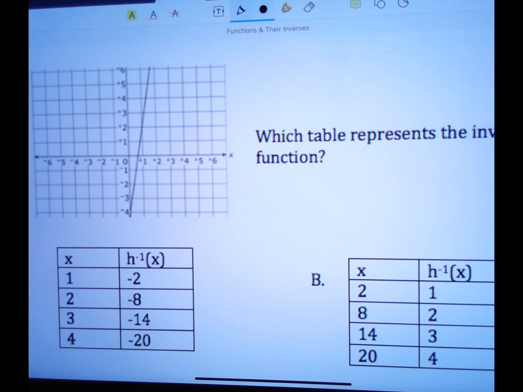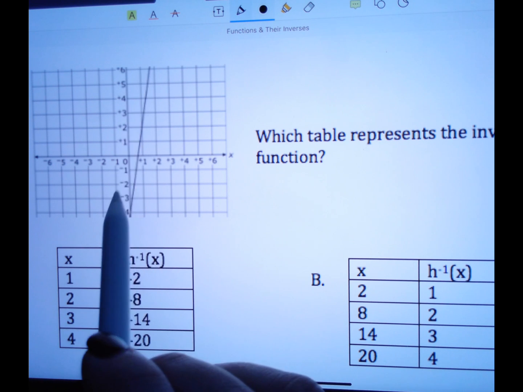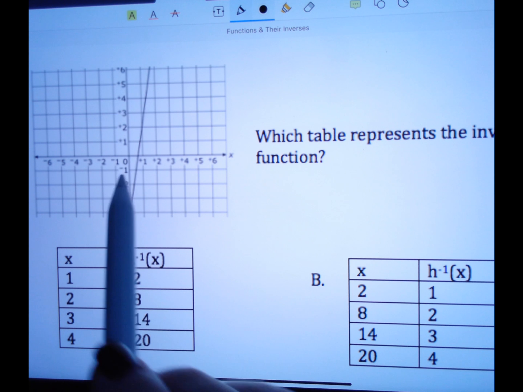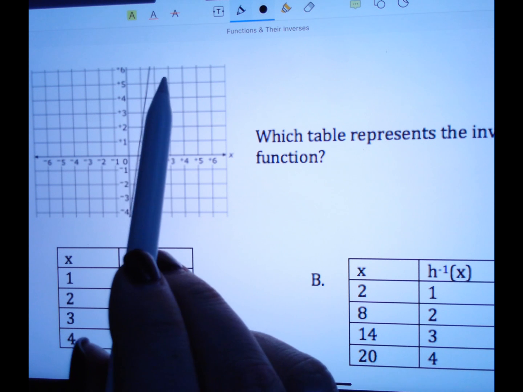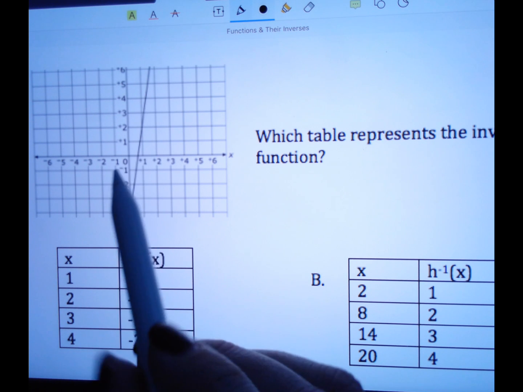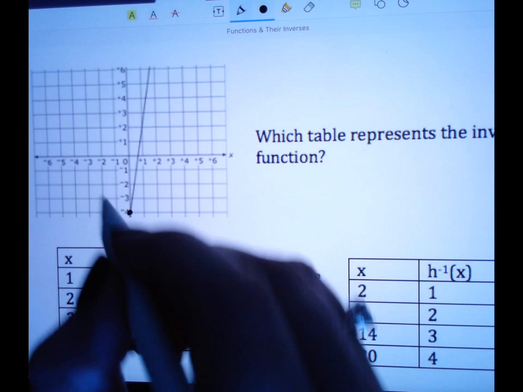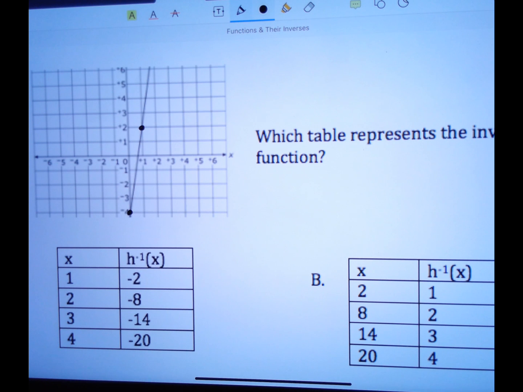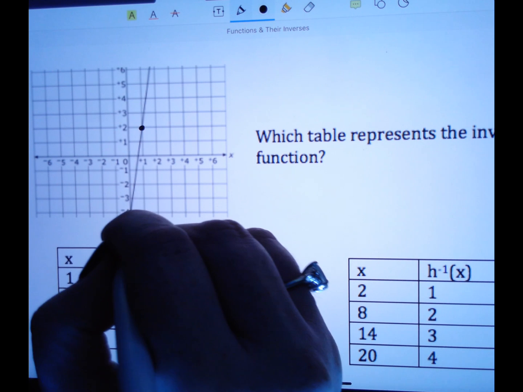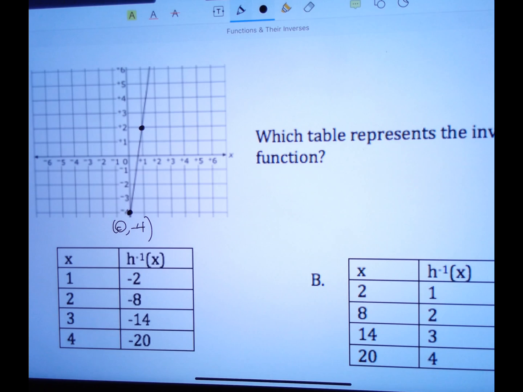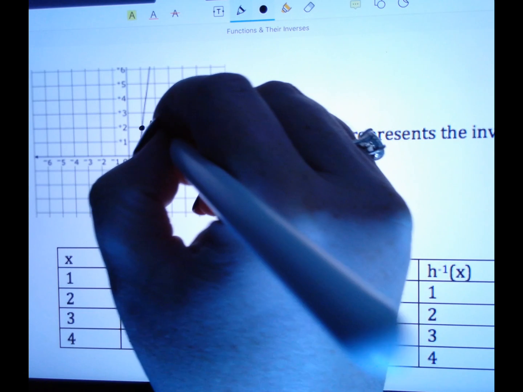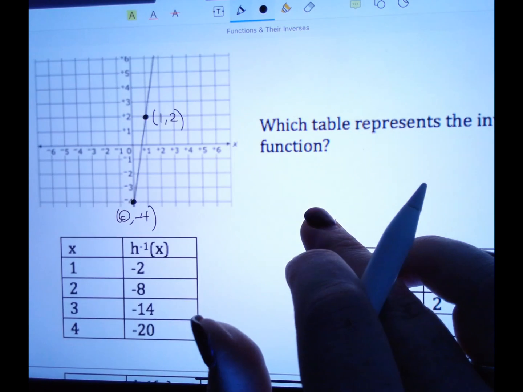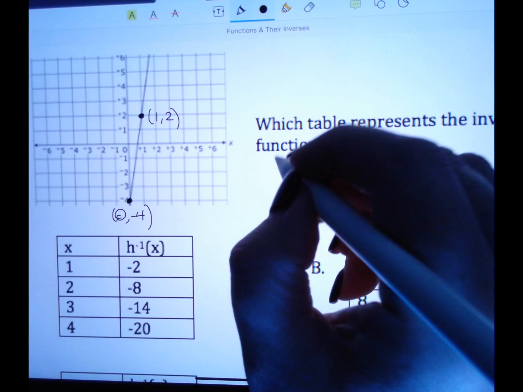Well, you know that the inverse is those ordered pairs flipped. So if I can get an ordered pair off of this graph, then I know that the inverse is going to be that flipped. So I'm just going to grab a couple of ordered pairs off of this graph. So I know I've got the point (0, -4), and I've got the point (1, 2). So the inverse of those are (-4, 0) and (2, 1).